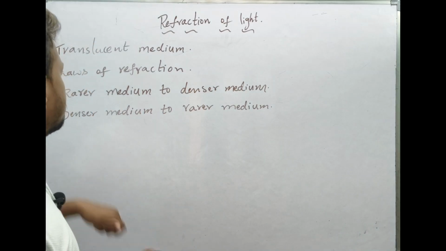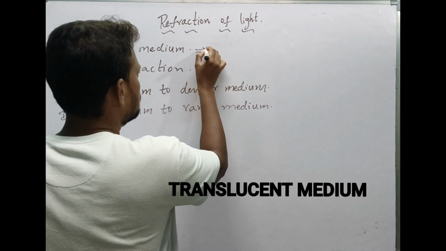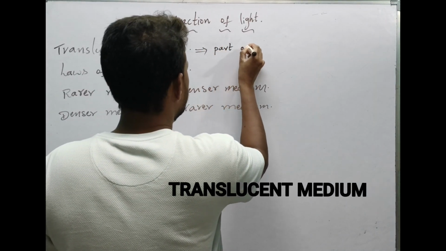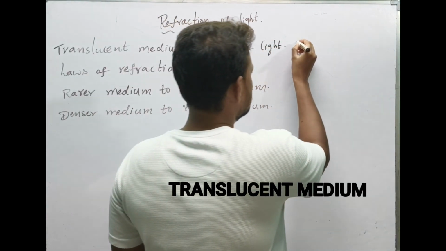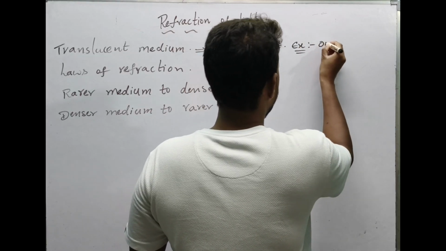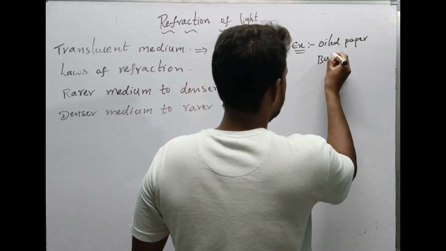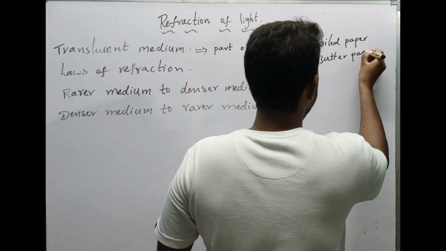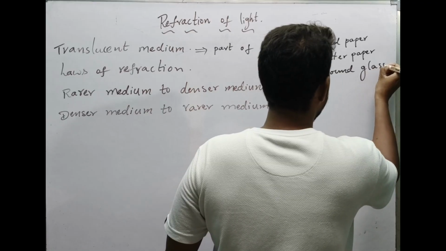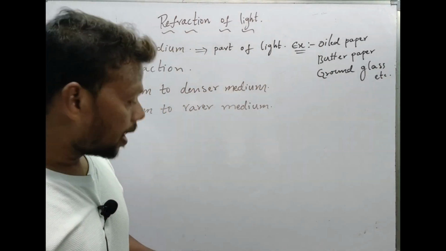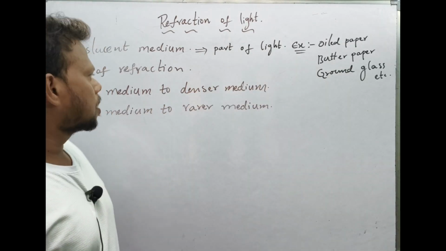And now we are going to see translucent medium, a medium which allows only part of the light. It does not allow the light to pass through it completely. So what will you write as the example for this? Oil paper, butter paper, ground glass, etc. So translucent, a medium which allows the light only part of it. Example: oil paper, butter paper and ground glass.